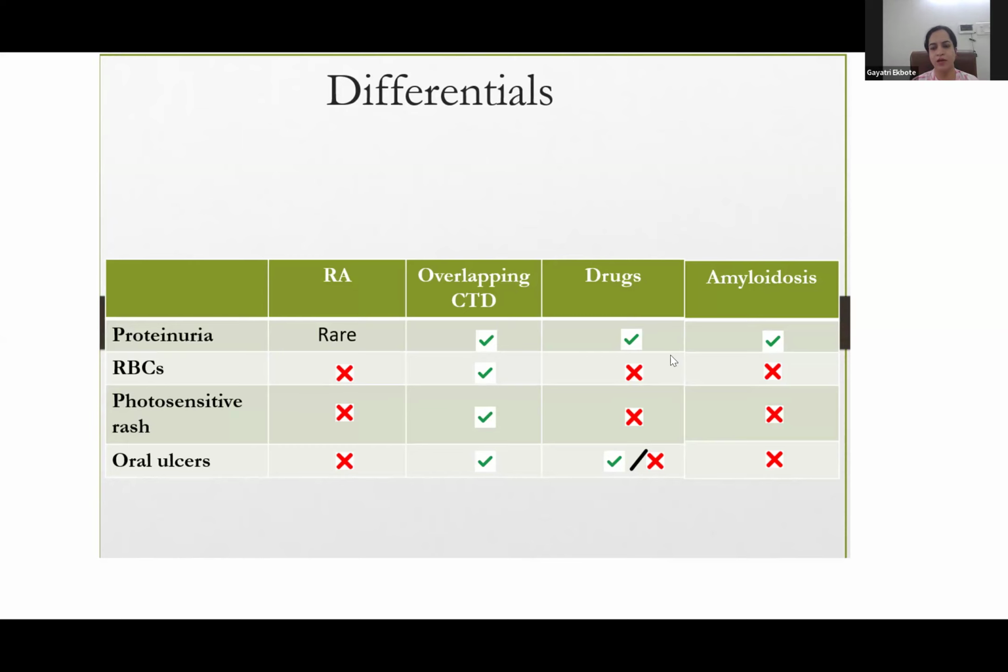Then amyloidosis, that was one of the possibilities. But again, you cannot see glomerulonephritis, photosensitive skin rash, oral ulcers in amyloidosis, RA with amyloidosis. So now what are we left with? Yes, definitely we are dealing with something which is not simple. So do we have an overlap of another connective tissue disease? Yes. Overlap CTD was one of the most important possibilities thought of here, because he had proteinuria, RBC cast, photosensitive skin rash, and oral ulcers.